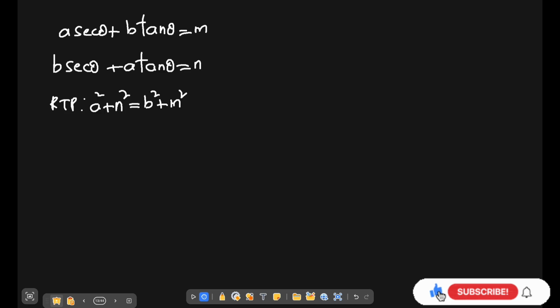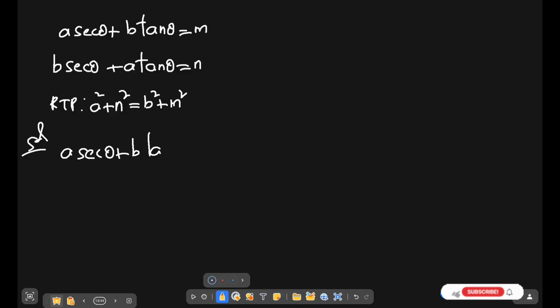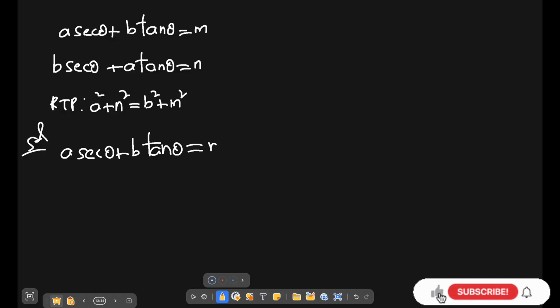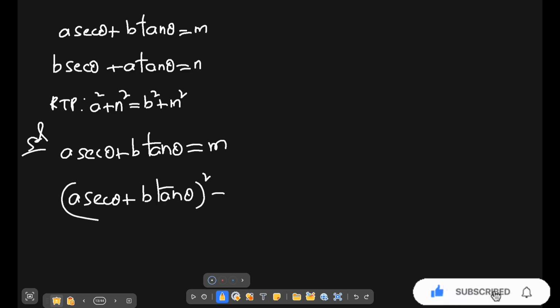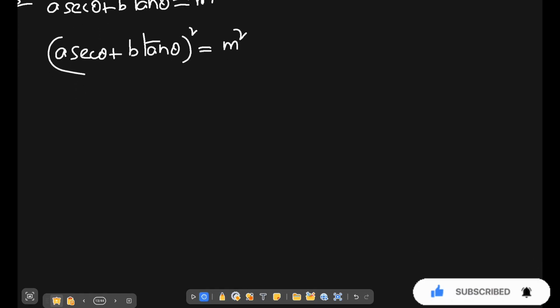Yes, let's take the first one. a sec theta plus b tan theta is equal to m. So in the required one we have a square, n square, b square, m square. For that we need to square on both sides. So a sec theta plus b tan theta whole square, left side square and right side also square. Now let's apply the a plus b whole square formula on the left side.